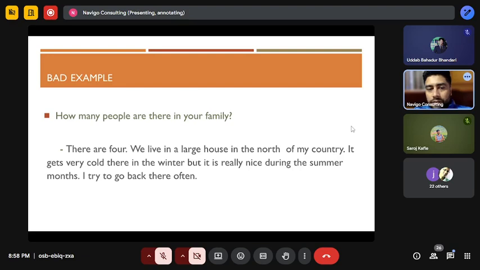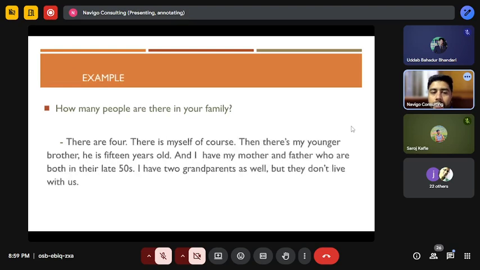It's not relevant. If you look at the question, how many people are there in your family, the response should be about your family. Who is there in your family, maybe? And you tell about the number of people. You say it's my father, it's my brother, it's my mother. It's a bad example, guys. So whoever says this is fine, it's a bad example. Now please read this.